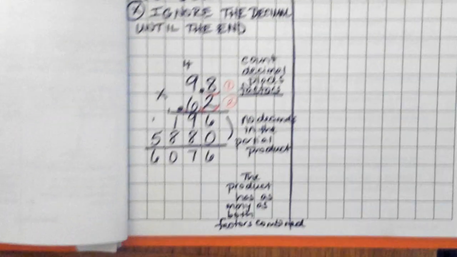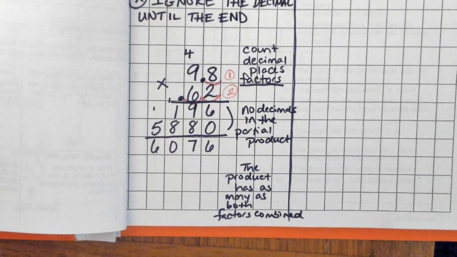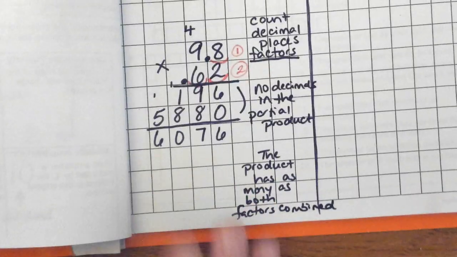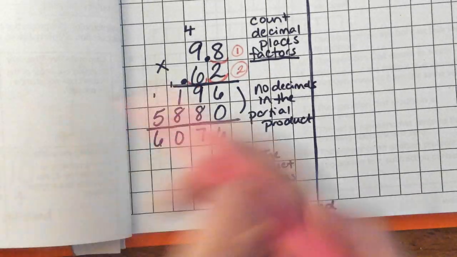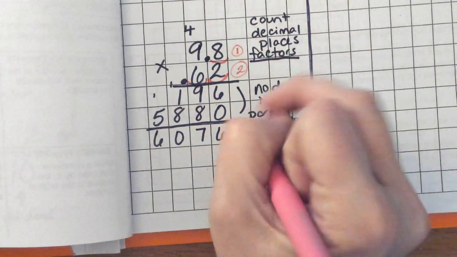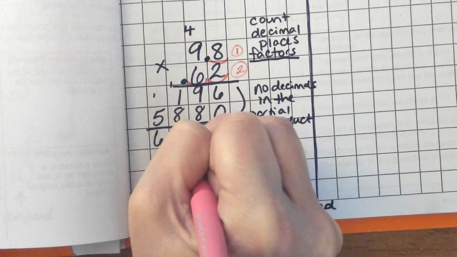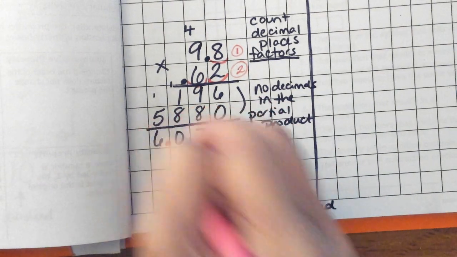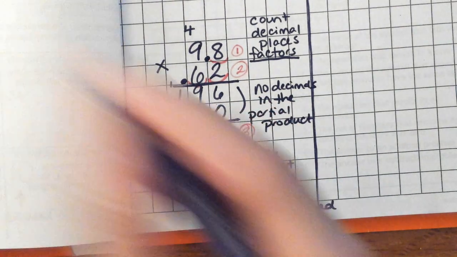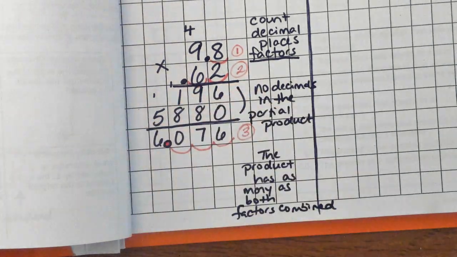The product has as many decimal places as both factors combined. Okay, so I have 1 here and 2 here, so I'm going to have 3 in my product. 1, 2, 3. Okay, so that's where my decimal goes. So my answer is 6 and 76 thousandths. The product has as many as both factors combined.